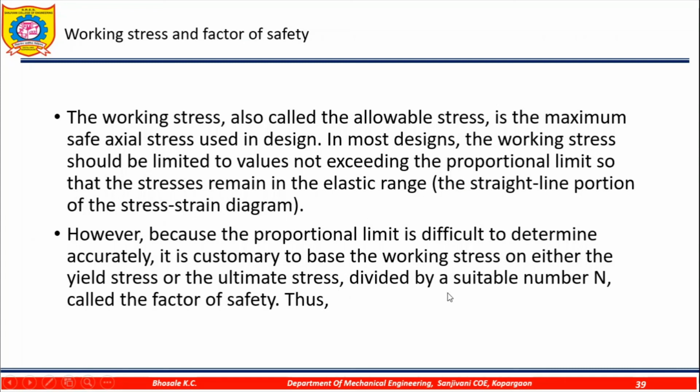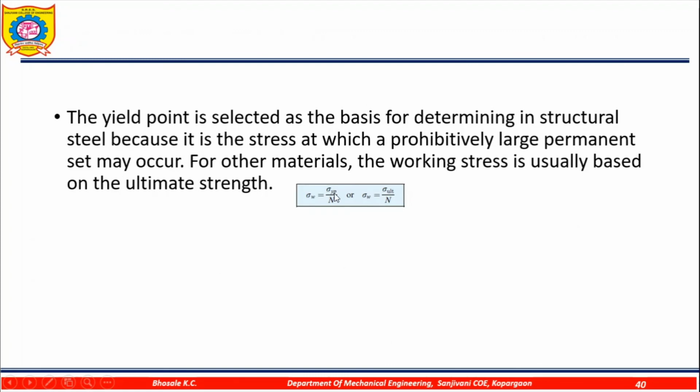However, because the proportional limit is difficult to determine accurately, it is customary to base the working stress on either the yield stress or ultimate stress divided by a suitable number called the factor of safety. Thus, the yield point is selected as the basis for determining the working stress in structural steel, because it is the stress at which a prohibitively large permanent set occurs. So in the case where there is a large permanent set, we are taking the yield point for the design. For the other metals, the working stress is usually based on the ultimate strength.